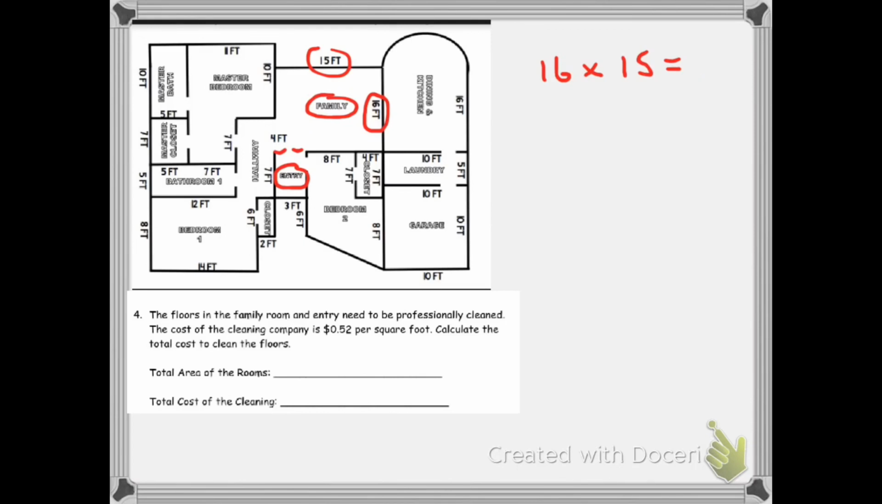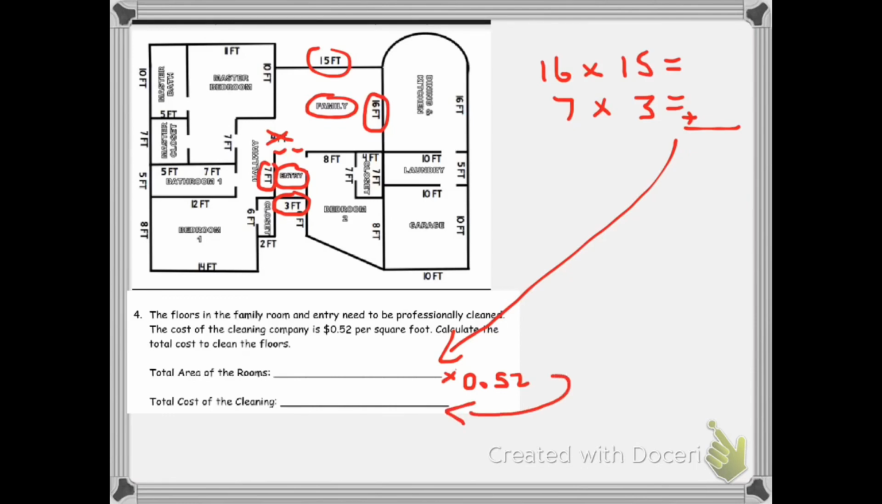And then the entry, well, we have 7, right? And then this is where it gets confusing. You're not using 4. We're going to use the 3. So 7 times 3. Alright, you get that answer. You're going to add those two products together. That will go down here. And then, as always, we're going to take whatever the area is of those two rooms and multiply it by 52. And then that answer will go right in there.